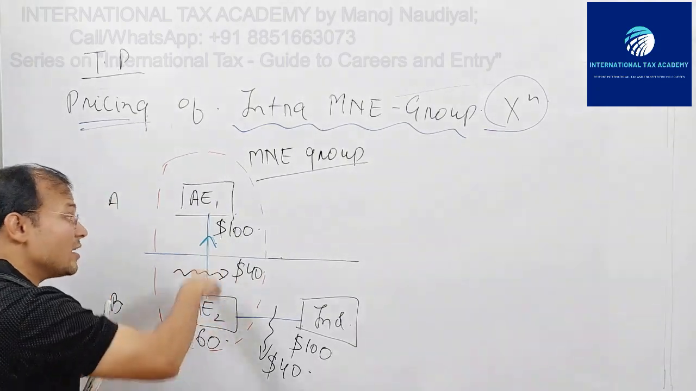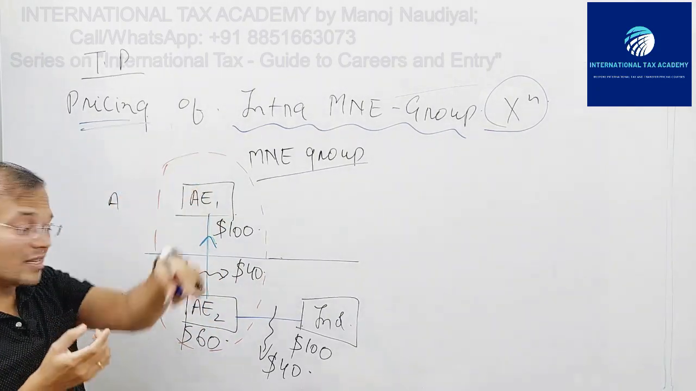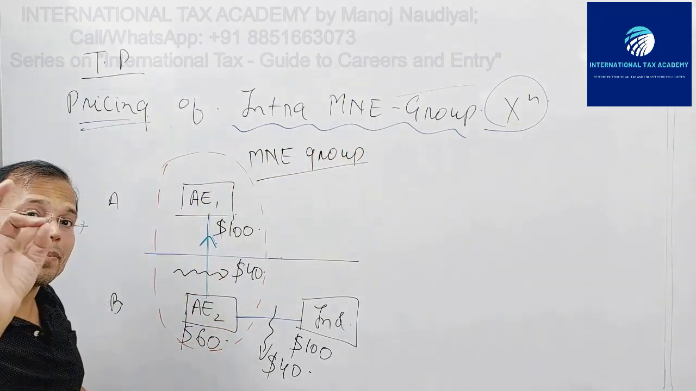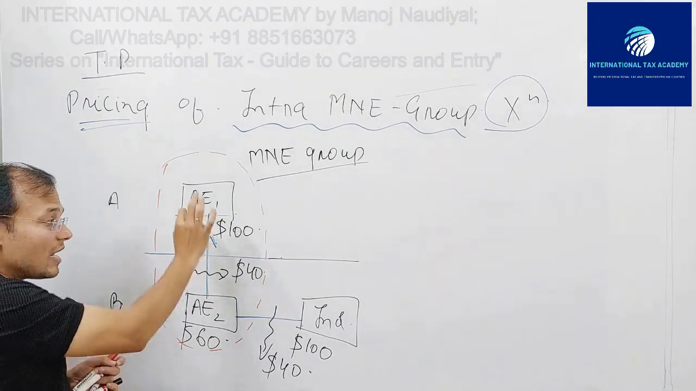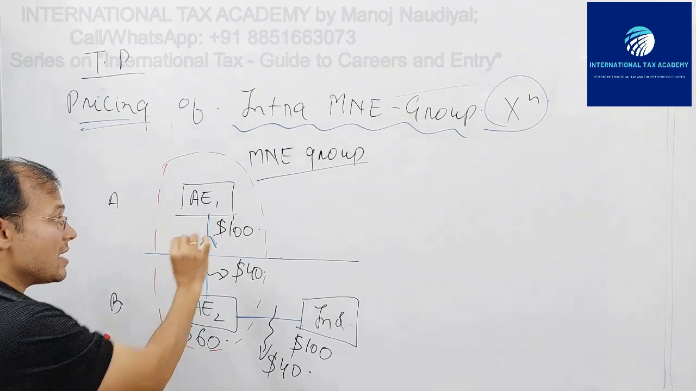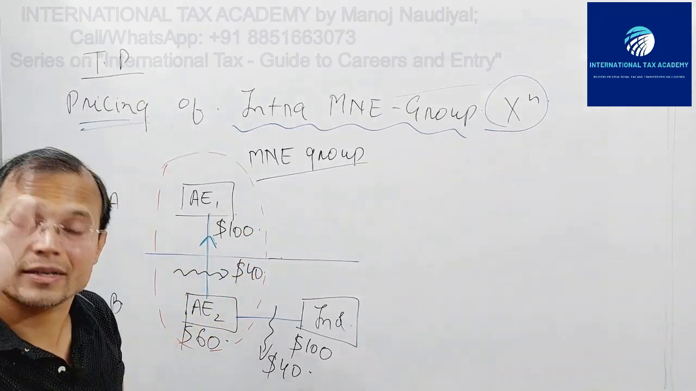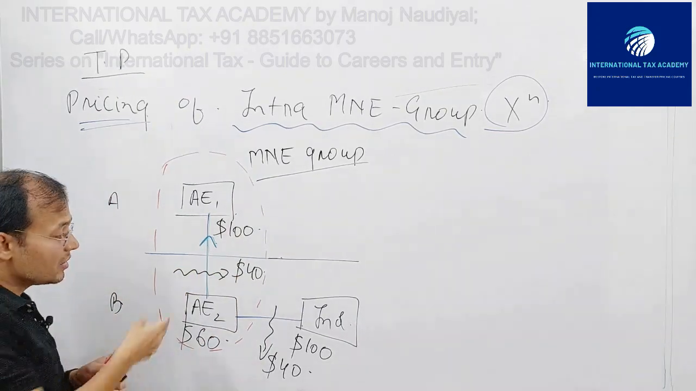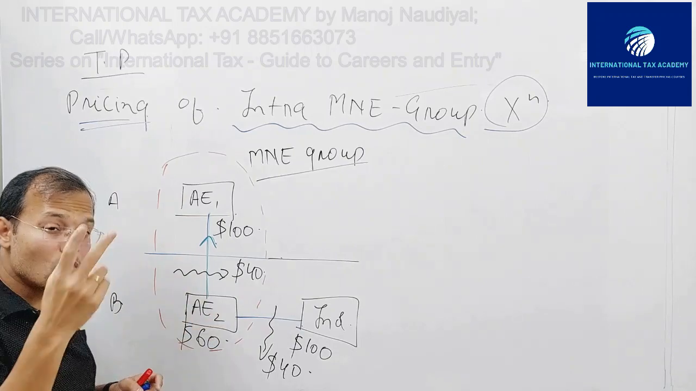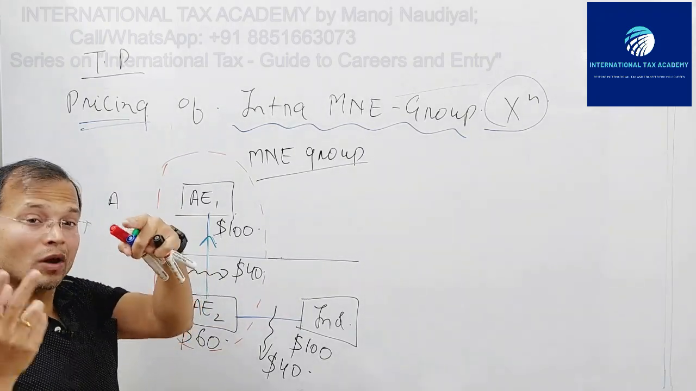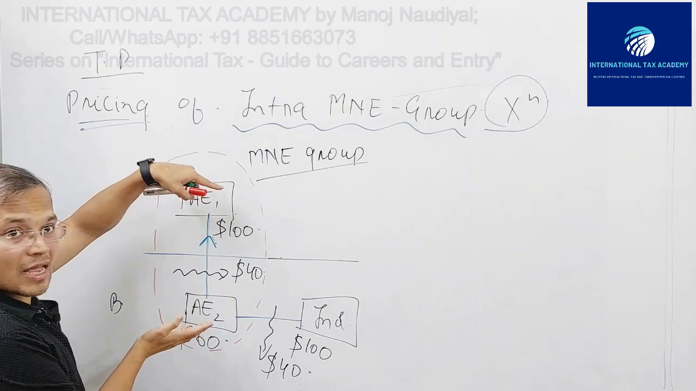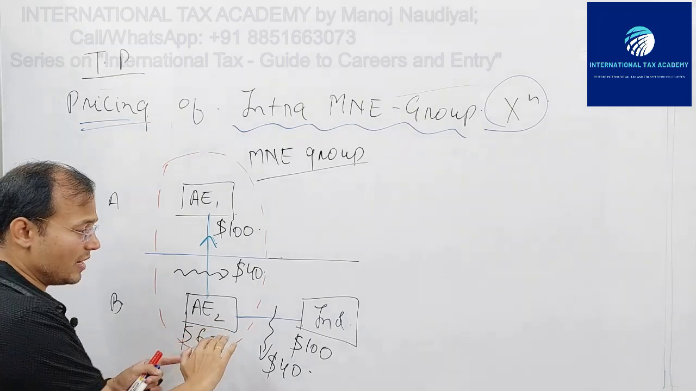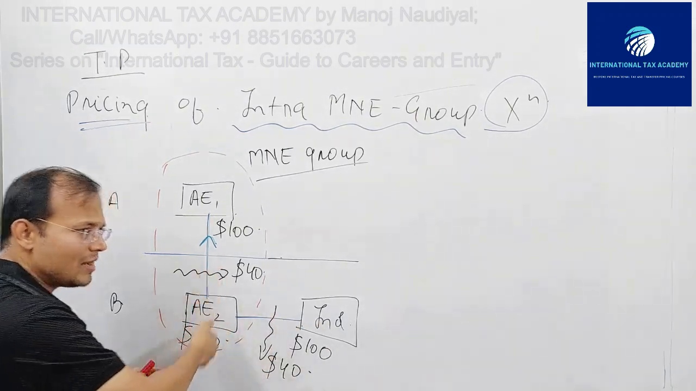So if you look at this group, this transaction wherein the shoe is sold at $100 is an intra-MNE group transaction, and the price at which this intra-MNE transaction takes place, $100, this $100 is known as the transfer price. Getting the point? So this $100 is the transfer price at which this transaction between the two MNEs occurs in this MNE group.